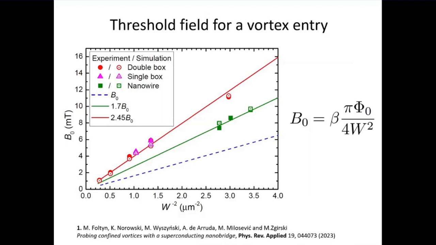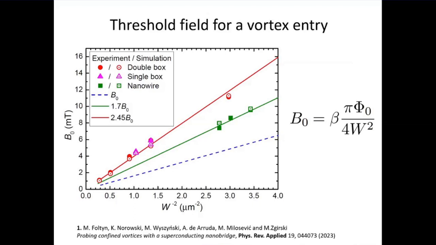But it's very intuitive, because when the flux which you apply, covering the area of the box, is such that it is one flux quantum phi naught, then it becomes energetically favorable to accept one vortex into the trap.